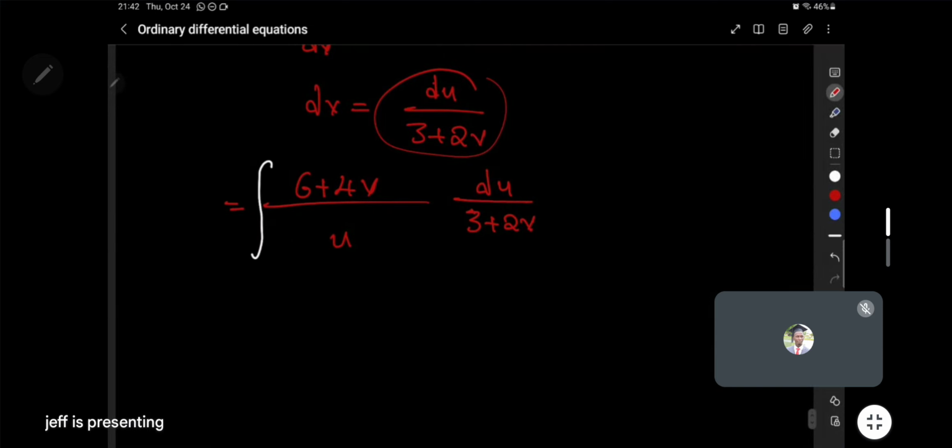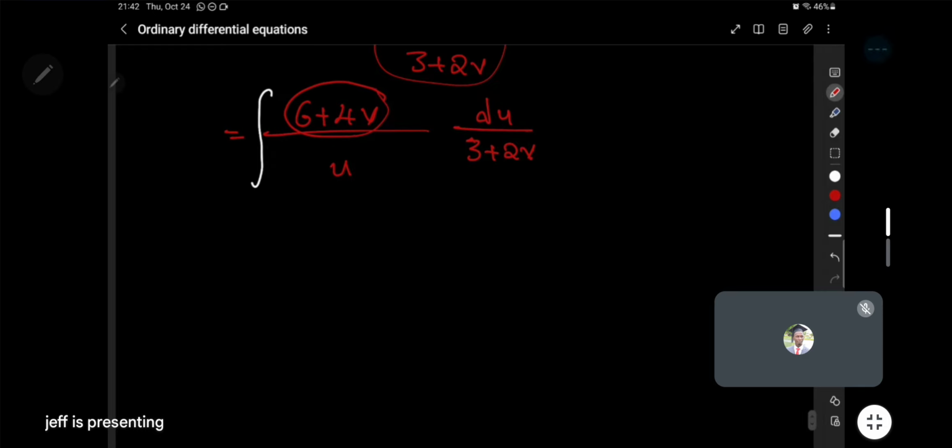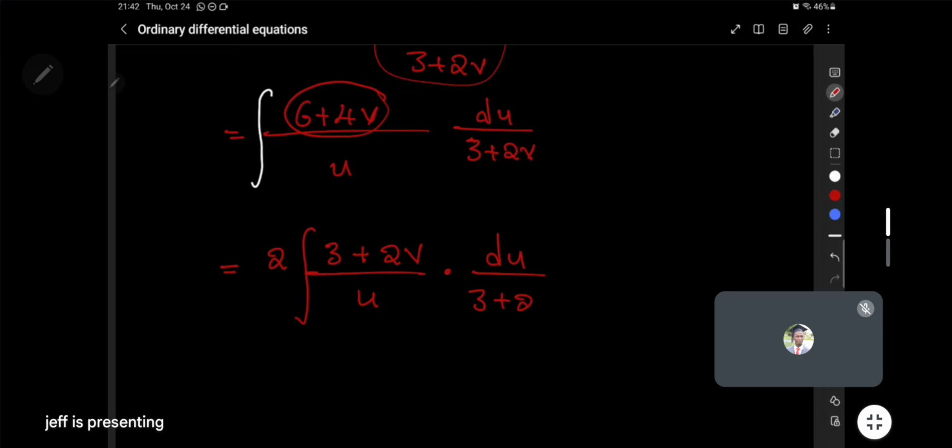Here, we observe that the numerator can be simplified by factoring out 2. If we factor out 2 from the numerator, we would remain with 3 where there's 6, and remain with 2 where there's 4. So that now it is clear that something is going to cancel. This whole lot will go with this whole lot.